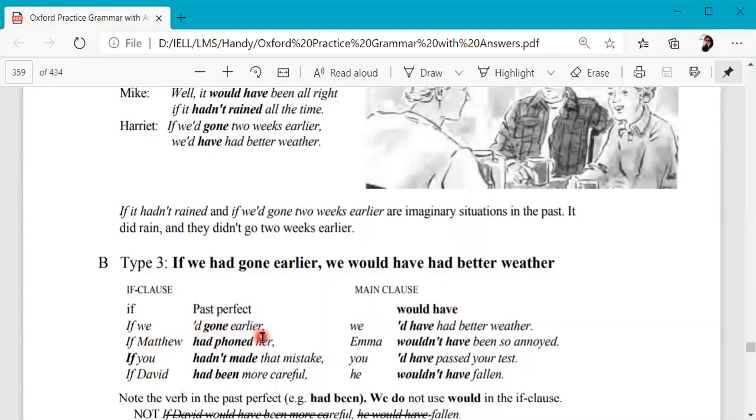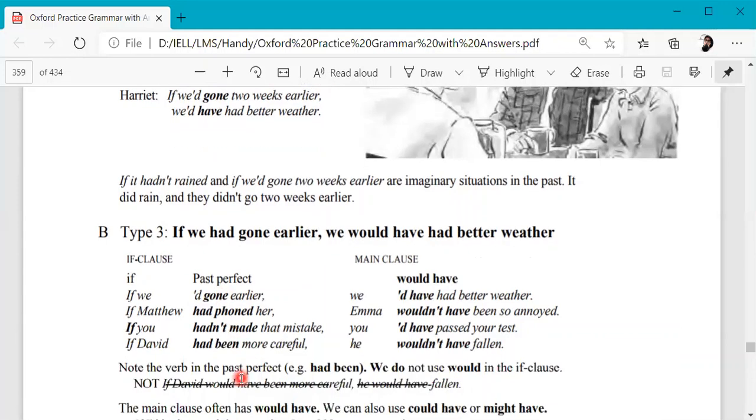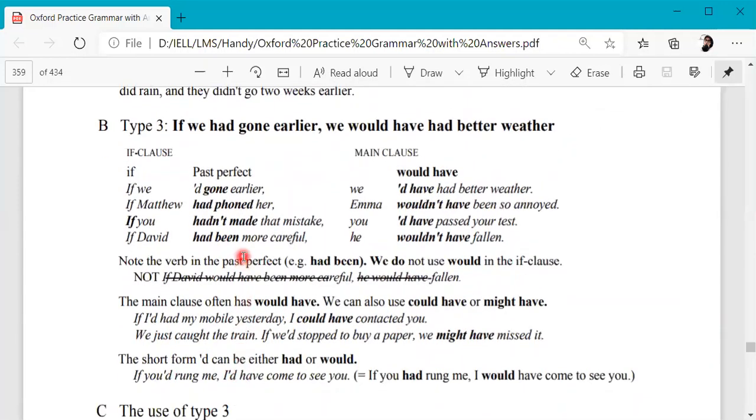If we had gone earlier, we would have had better weather. If Matthew had phoned her, Emma wouldn't have been so annoyed. Okay, I hope it makes sense now. Now this would follow for some other examples as well. Note the verb in the past perfect, had been. We do not use would in the if clause. Okay, in the if clause we wouldn't use would.